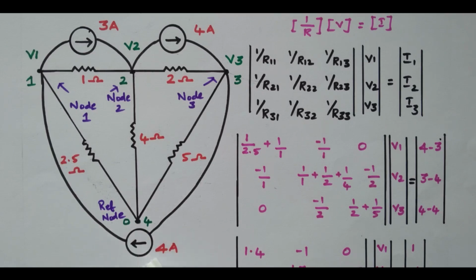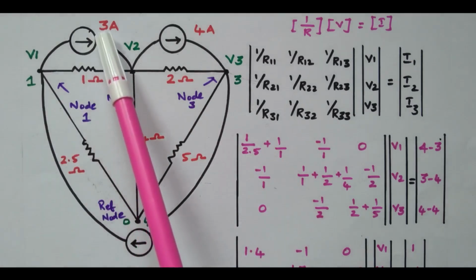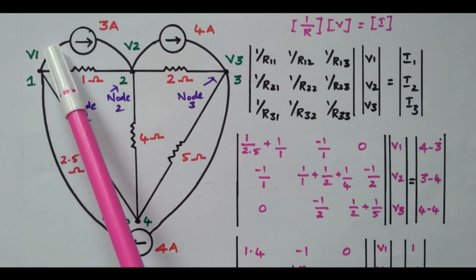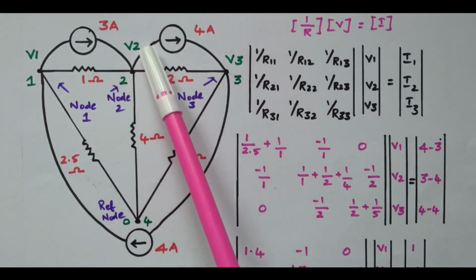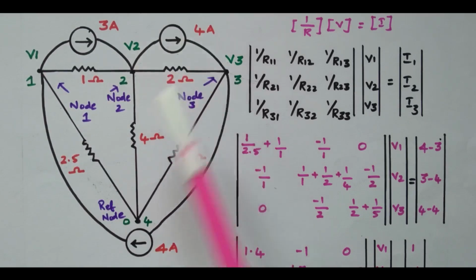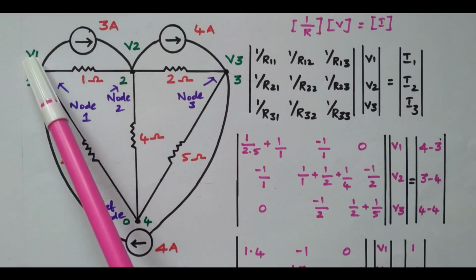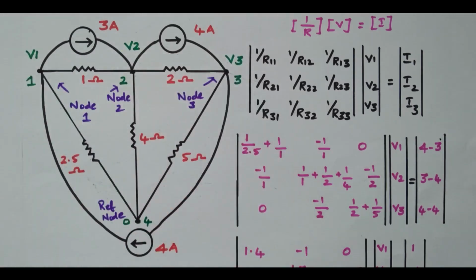Now see the current direction of this 4 ampere. It is going towards node 1, that is, away from node 3 and going towards node 1. Similarly, this 3 ampere is away from node 1 and going towards node 2. This 4 ampere is away from the second node and going towards the third node. So by applying Kirchhoff's law, we can frame the matrix. From the matrix, we can find the node voltages V1, V2 and V3.